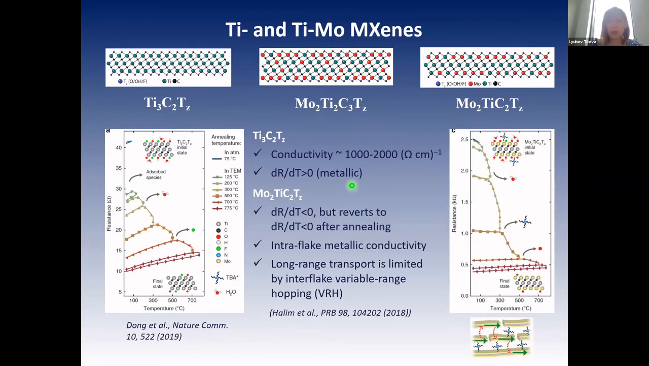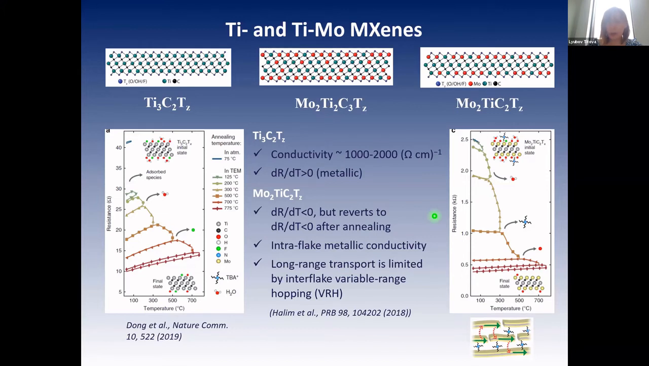When we look at one of those molybdenum-based MXenes, so Mo2TiC2, we find that initially, as deposited, the films have a sign of their resistance, in this case as a function of temperature, which makes it look like a semiconductor. Except when they anneal those samples, finally you recover the metallic response once you remove all, or most of, those intercalated species. So it tells us that the intraflake transport is actually metallic.